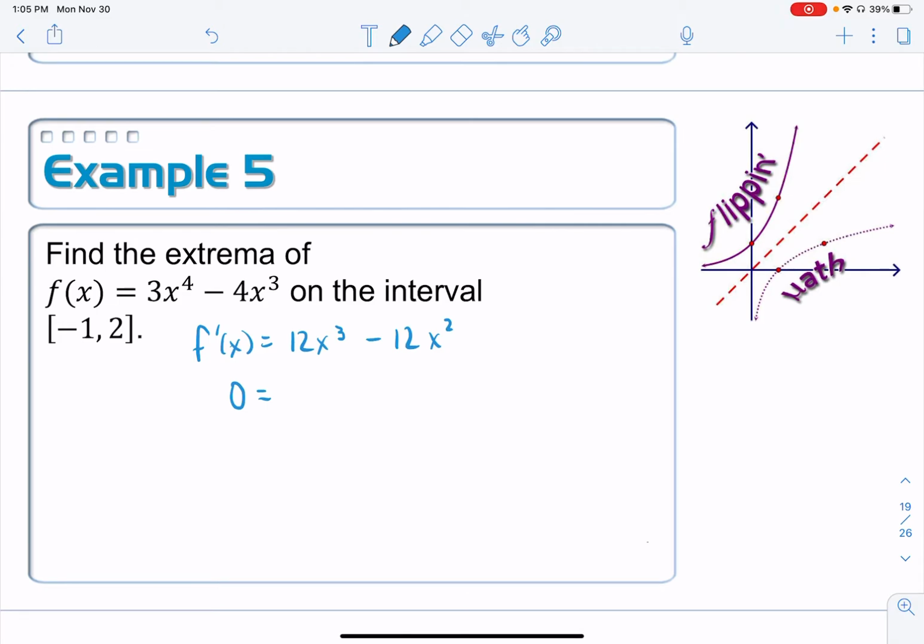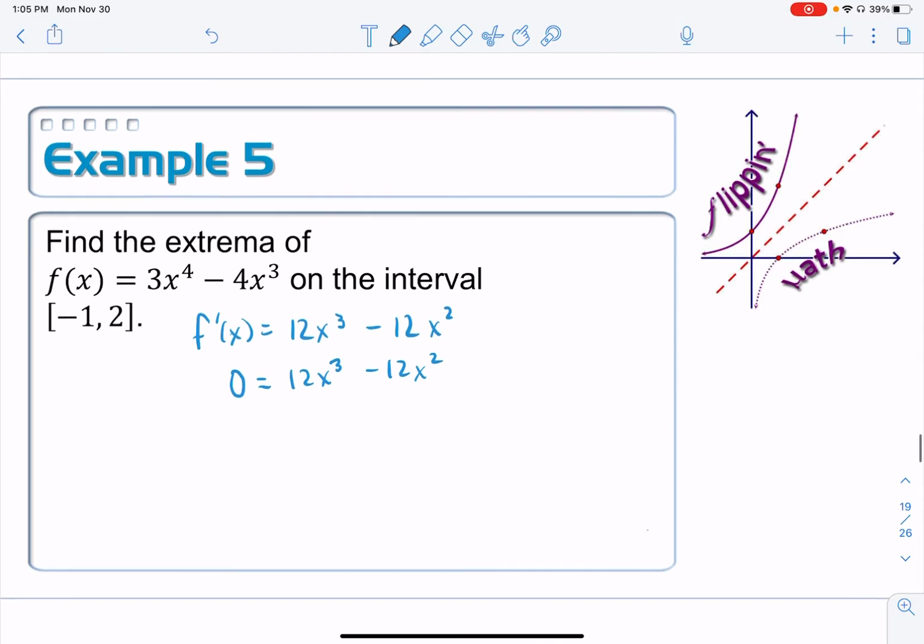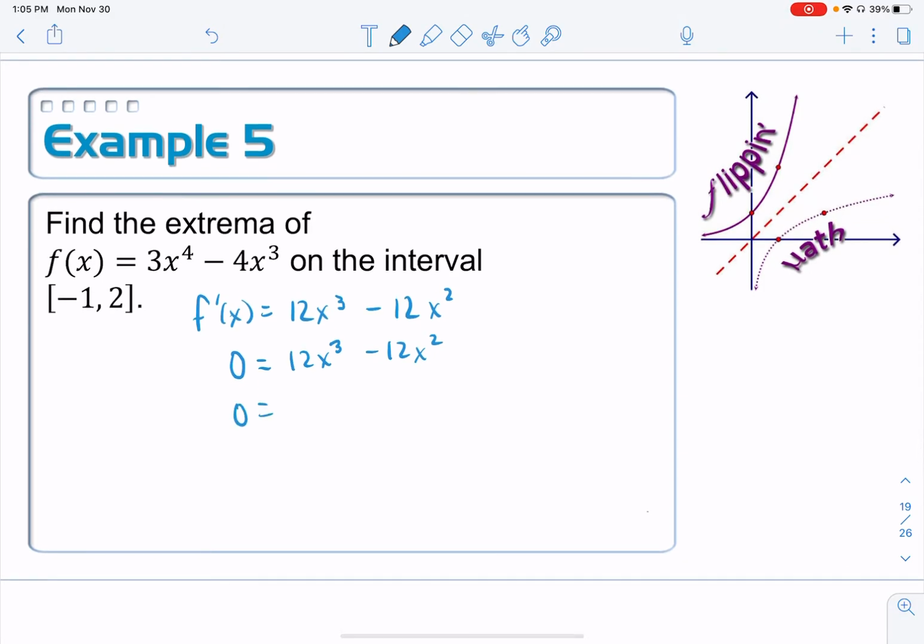This one's not going to be undefined because it's a cubic polynomial, which is continuous everywhere. So let's see, I'll bring this down: 12x cubed minus 12x squared. I've got a cubic polynomial that I have to solve, and I'll solve that by factoring. I can pull out a GCF of 12x squared, and then we're left behind with an x minus 1.